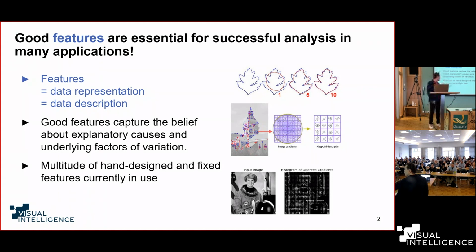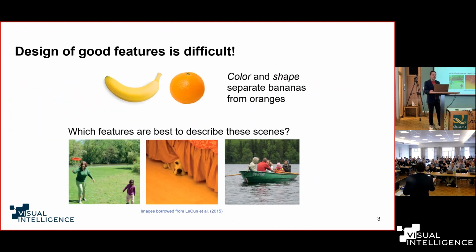And finally, something called histogram of oriented gradients, which was more or less the standard state of the art before deep learning came into place. The challenge is that making these features in images is extremely difficult.